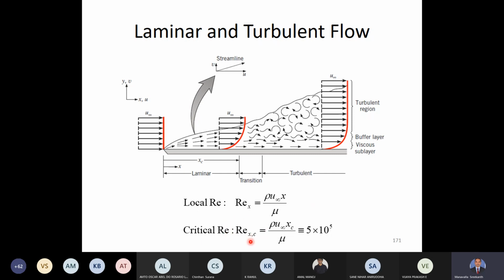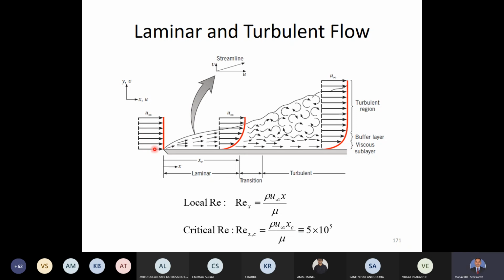We also have this critical Reynolds number. Now, remember, this critical Reynolds number is a function of the type of the flow. So for flow over surfaces or external flow, like flow over a flat plate, the critical Reynolds number is typically 5 multiplied by 10 power 5. So this is a number worth remembering. Wherever the Reynolds number is less than the critical Reynolds number, the flow is laminar, and above that, the flow is either transitional or turbulent.